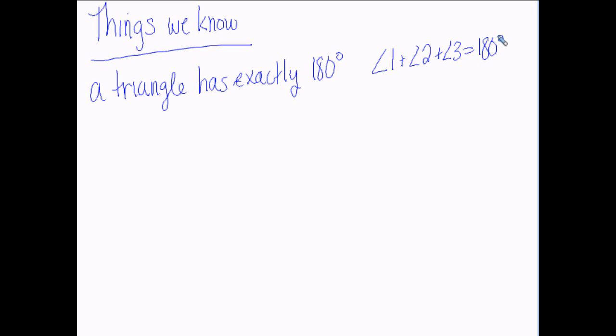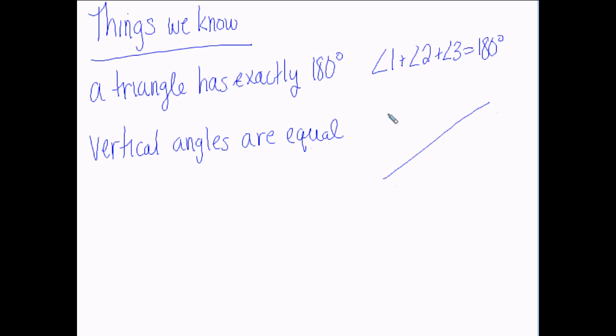We know that vertical angles are equal. Okay, and vertical angles occur when two lines cross, like this. And so this angle will be the same as that angle.